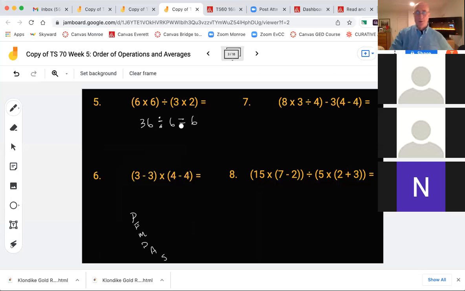Let me jump to number 7 here, because number 6 is the same idea, okay? Take a moment and copy down problem number 7, which is 8 times 3 divided by 4 minus 3 times 4 minus 4, okay?